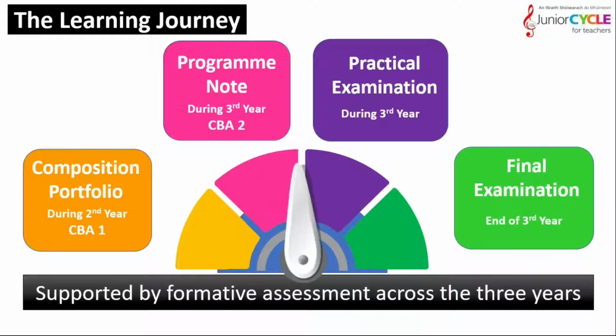Everything we do in junior cycle music is to support the student learning. The assessment of music for the purpose of the Junior Cycle Profile of Achievement, or JCPA, will comprise 2 classroom-based assessments, a composition portfolio, and a programme note, a practical examination, and a final written examination. These 4 summative moments are distinct markers in the student's learning journey, while still being an integral part of ongoing assessment and routine classroom practice.